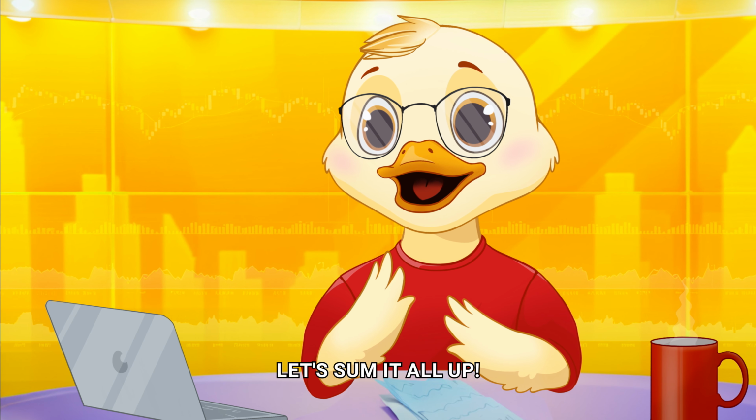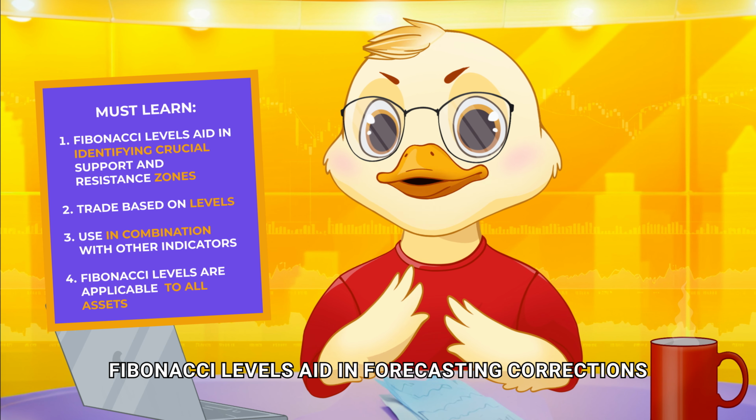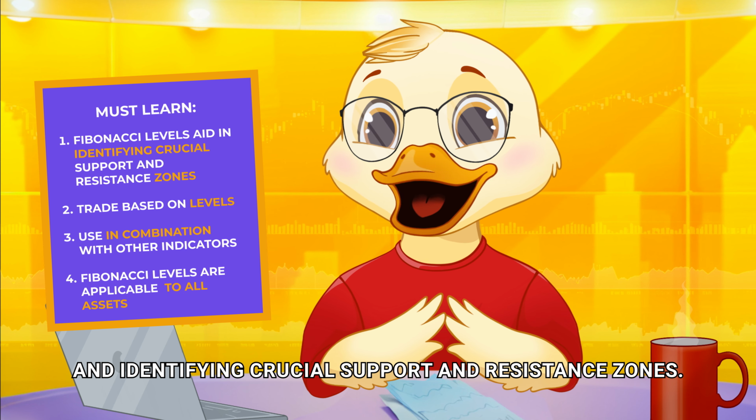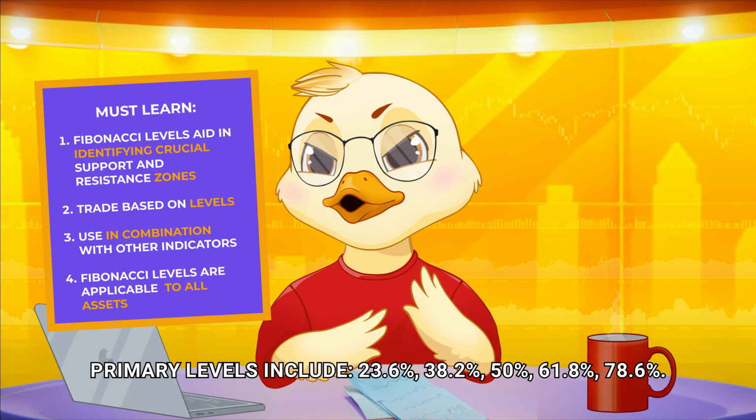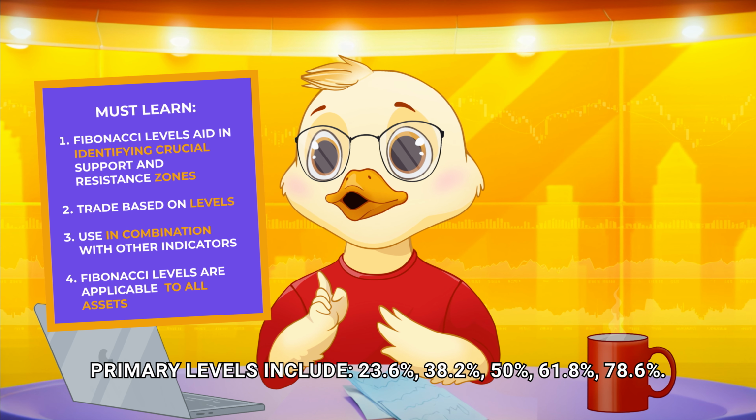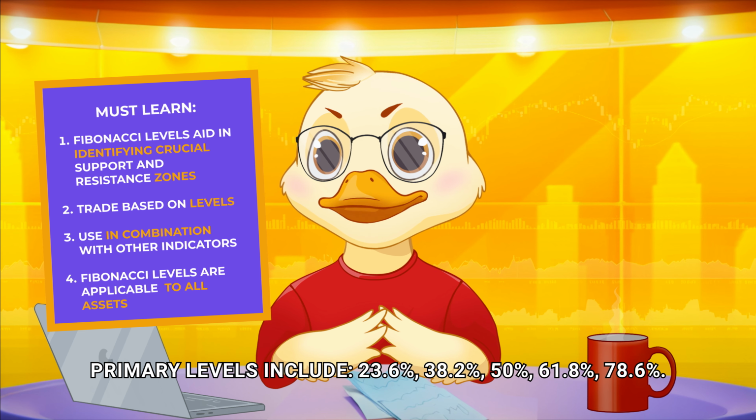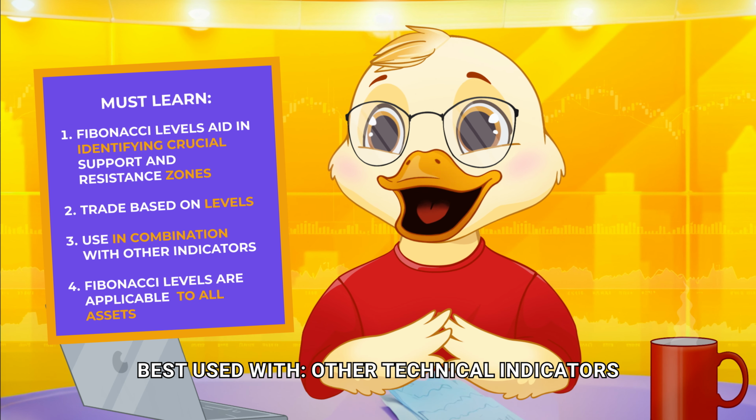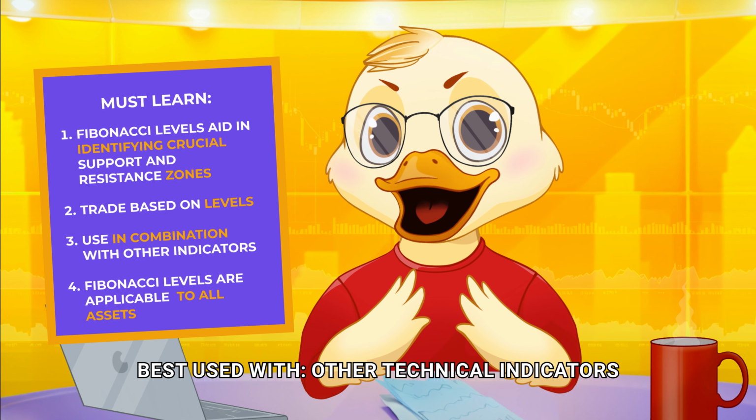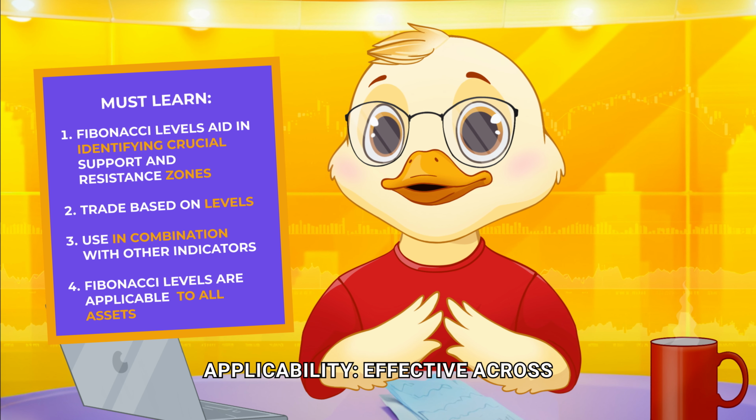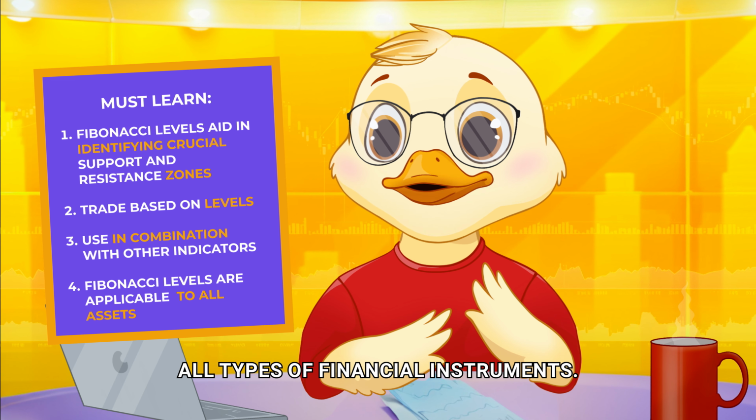Let's sum it all up. Key takeaways. Fibonacci levels aid in forecasting corrections and identifying crucial support and resistance zones. Primary levels include 23.6, 38.2, 50, 61.8, 78.6%. Best used with other technical indicators for a comprehensive analysis. Applicability. Effective across all types of financial instruments.